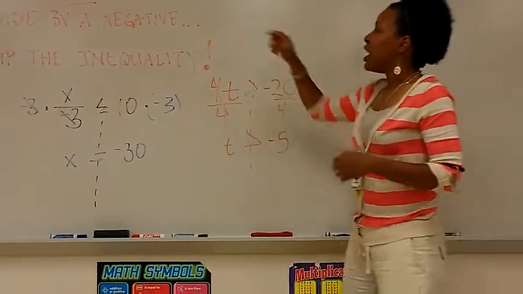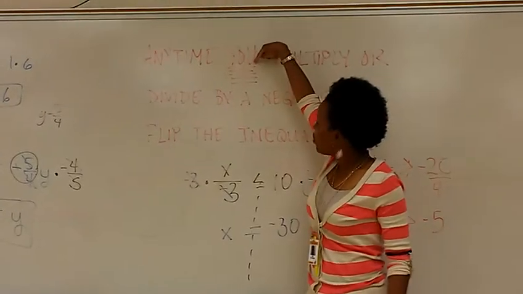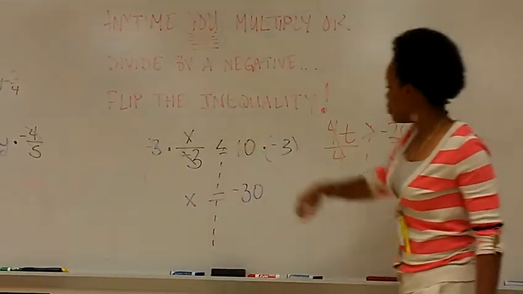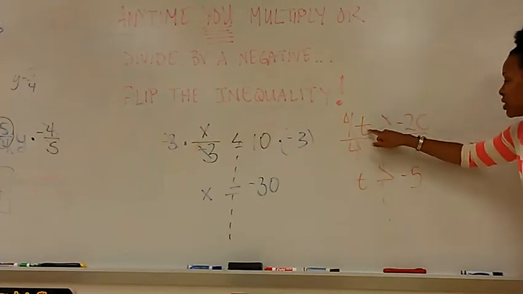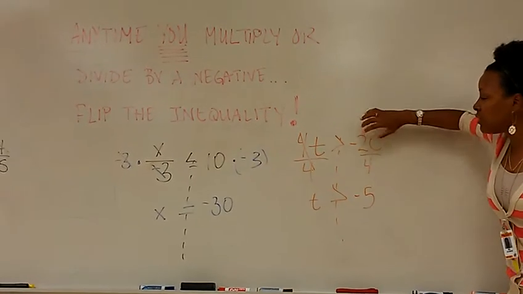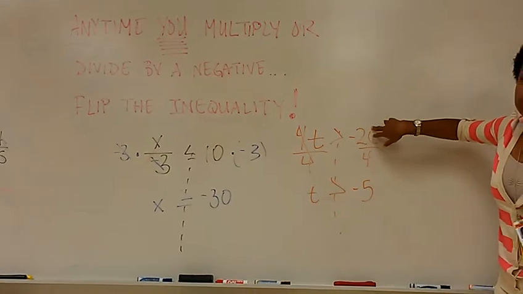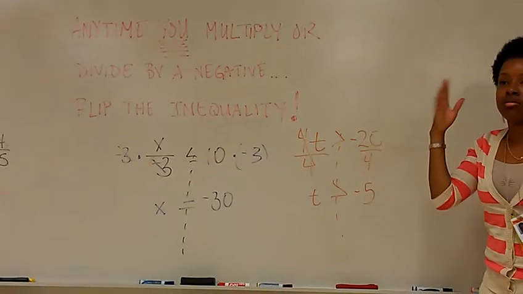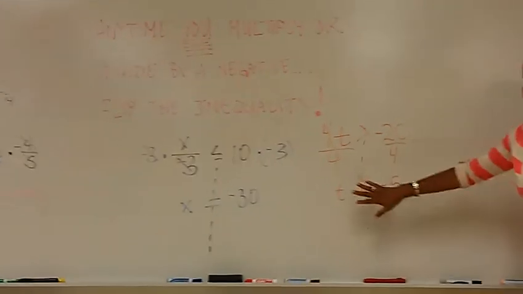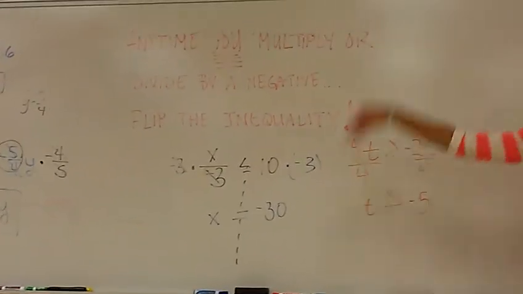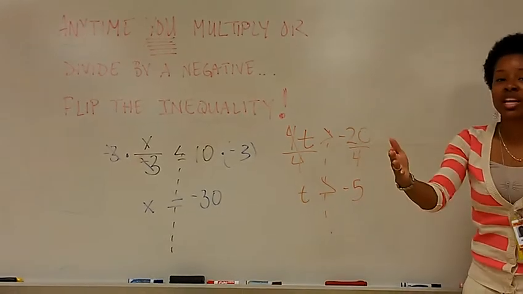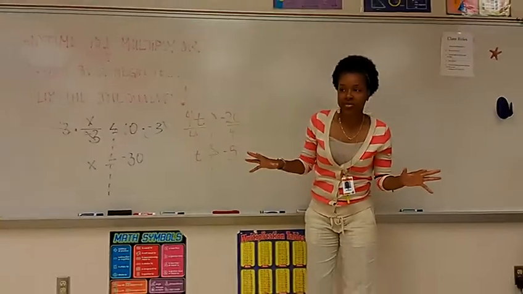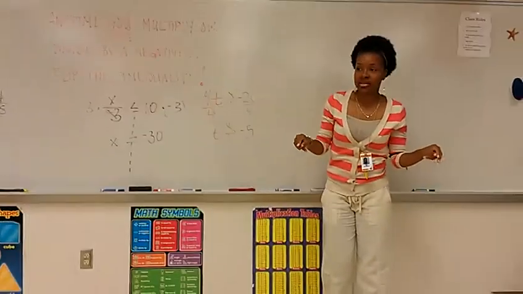I taught him that. What did I underline? 1, 2, 3, 4, 5 times. The work that who does? You. This is the problem. 4t is greater than negative 20. The negative is in the problem. What's the work that you did? You divided by what? Do you hear negative in there? No. So you don't flip it. I don't care if there's negatives all around you. If you don't have the negative, you don't worry about it. You get it? Make sense?